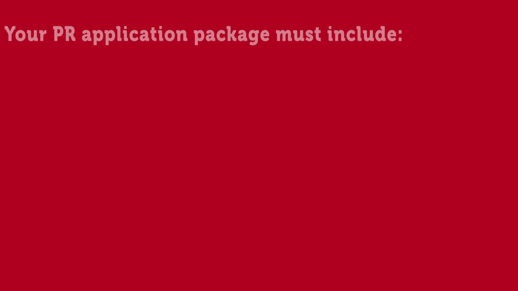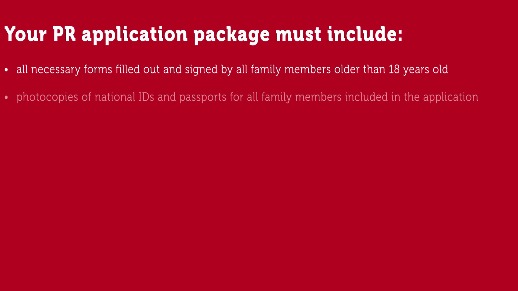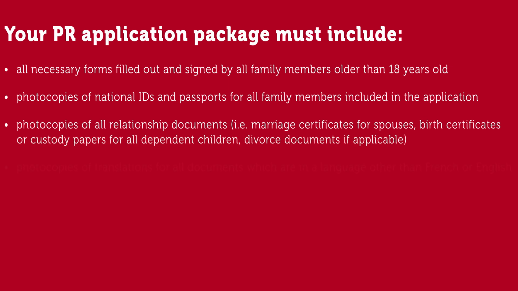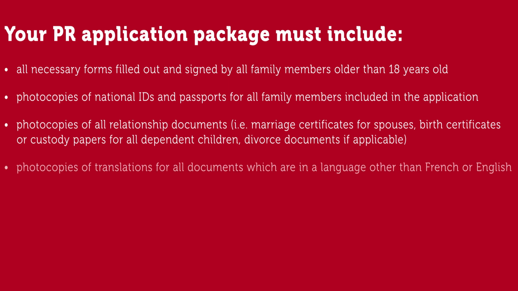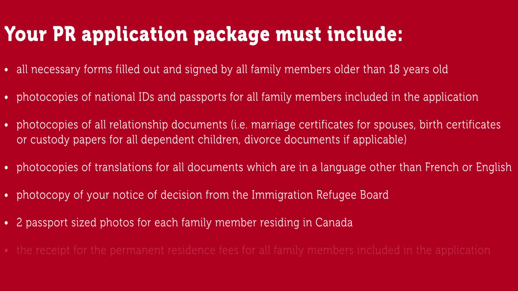Your PR application package must include all necessary forms filled out and signed by all family members older than 18 years old, photocopies of national IDs and passports for all family members included in the application, photocopies of all relationship documents, for example, marriage certificates for spouses, birth certificates or custody papers for all dependent children, divorce documents if applicable, photocopies of translations for all documents which are in a language other than French or English, photocopy of your notice of decision from the Immigration Refugee Board, 2 passport-sized photos for each family member residing in Canada, the receipt for the permanent residence fees for all family members included in the application.